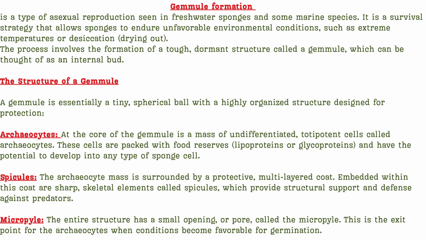Gemmule formation is a type of asexual reproduction seen in freshwater sponges and some marine species. It is a survival strategy that allows sponges to endure unfavorable environmental conditions such as extreme temperature and desiccation, drying out. This process involves the formation of a tough dormant structure called a gemmule, which can be thrown off as an internal bud. The structure of the gemmule.